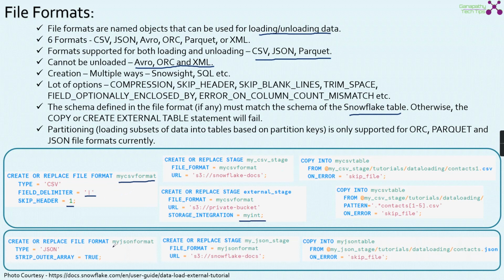Here is the example for JSON. It is more or less the same as we saw for CSV. Here we are defining it as JSON, and then using the same file format we are loading it into my JSON stage, and then we are loading the my JSON table using the my JSON stage.